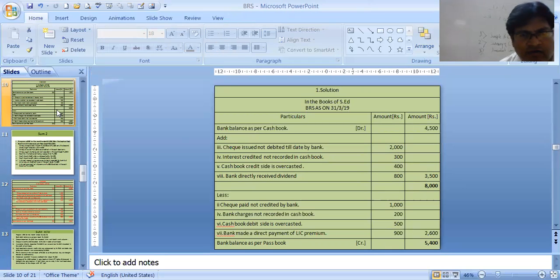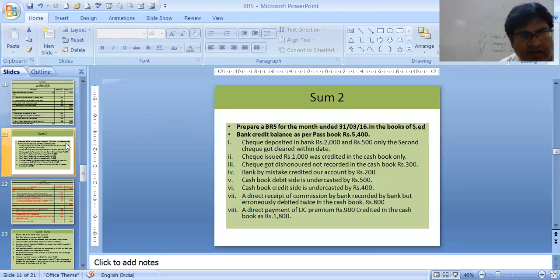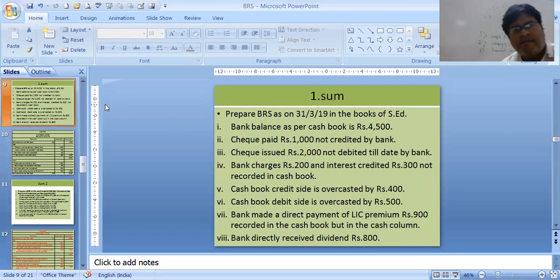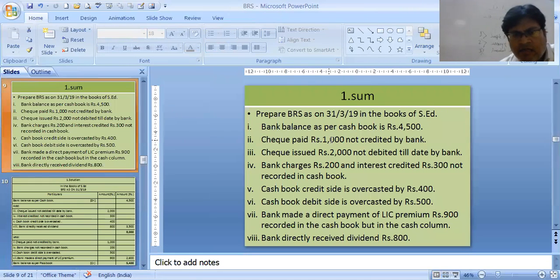Now we will find out the next adjustment. What is given next? Let's see. It is given: check paid rupees 1,000 not credited by the bank. Now for this, I will be showing you on the whiteboard. I was telling you this only.